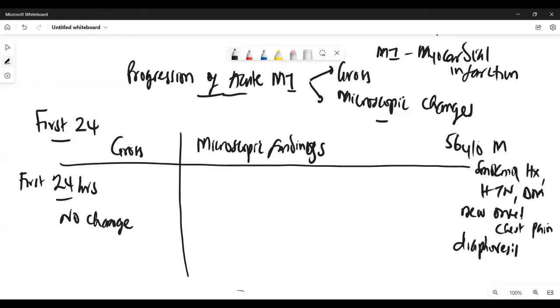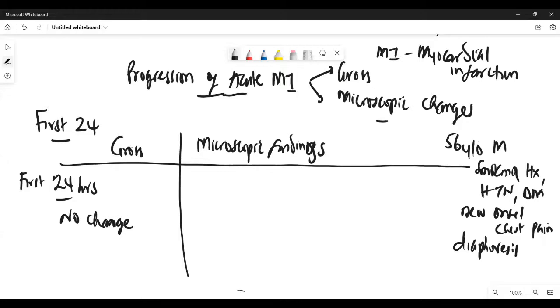So with this history, somebody who has significant history of atherosclerotic disease, after the new onset chest pain, particularly left-sided chest pain, with diaphoresis, I'm thinking this could be a heart attack. So if this patient presents in the first 24 hours, God forbid, let's say this patient died, I will do an autopsy on this patient. What are you going to see on the gross in the first 24 hours? Nothing. There will be no changes, because it's too early to start seeing stuff.